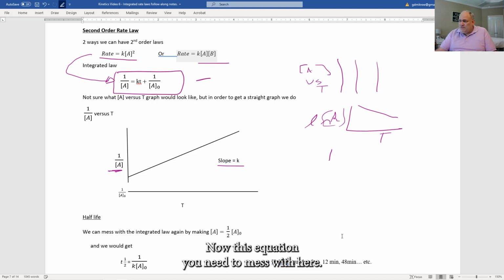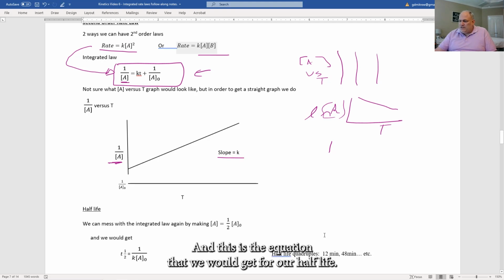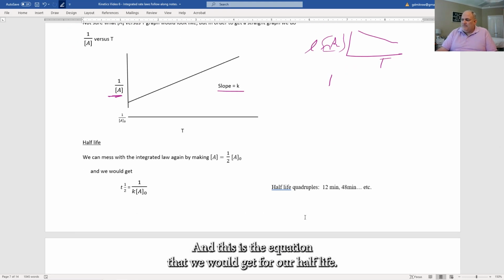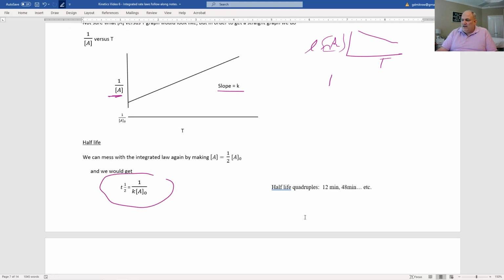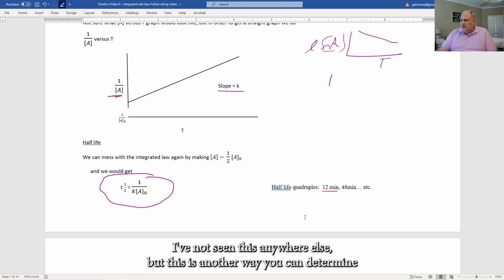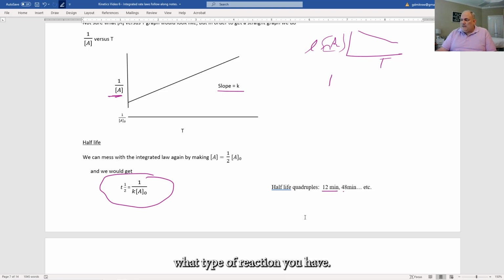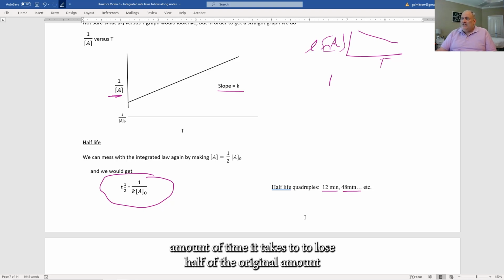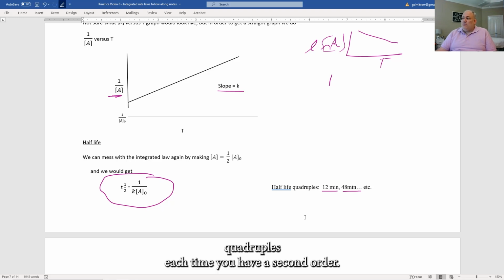This equation you need to mess with here, and if we were to plug in 0.5 A naught right here for half-life, we could rearrange that equation, and this is the equation that we would get for our half-life. Again, it's a weird thing, and I've not seen this anywhere else, but this is another way you can determine what type of reaction you have. If you have the data and the half-life, the amount of time it takes to lose half of the original amount, quadruples each time, you have a second order.